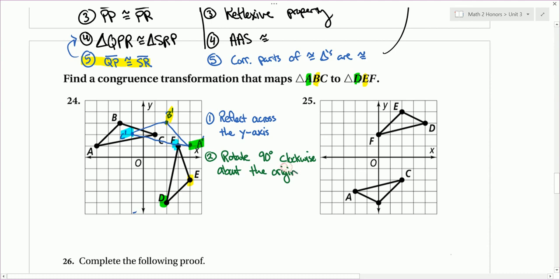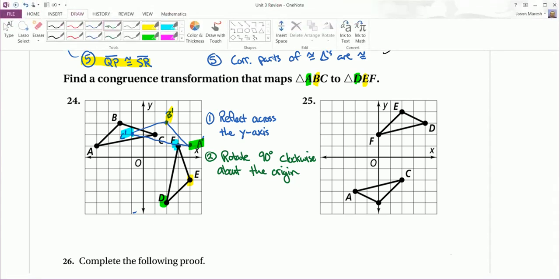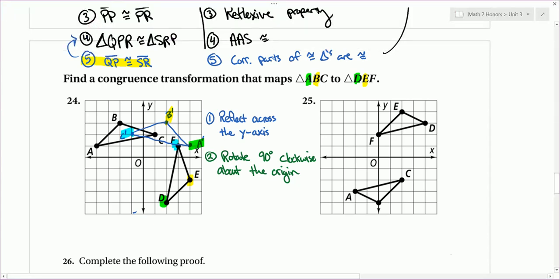Or about the point 0, 0. To make this rotation, take a point, say C prime. To go from 0, 0 to C prime, I go up 2, left 1. So if I'm going to rotate it 90 degrees to the right, I'm going to go right 2, up 1. So that's the location of my new C double prime.